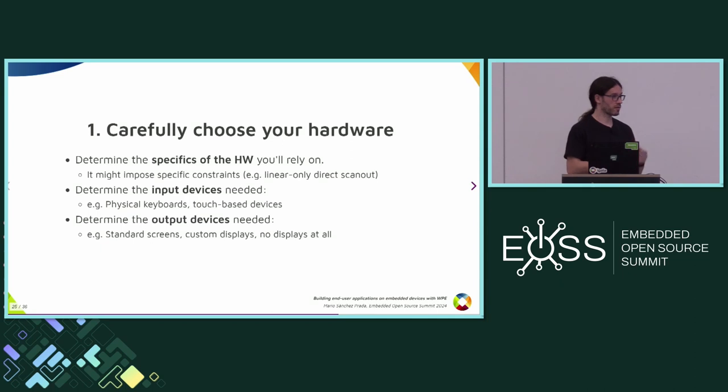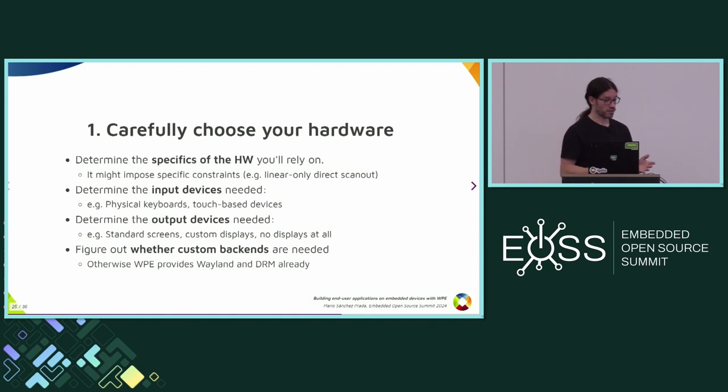Most of the time, people are always thinking of HD or full HD or 4K screens, with standard resolutions, but you can also be using LED displays with random aspect ratios, which is very common, for instance, for digital signage. And those things also impose certain restrictions. Or, like Adrian mentioned yesterday, specific rotations that you might need to run because the display is not arranged as you would expect. And once you have all that information, the other thing is to figure out whether you need custom backends or you can use the ones that are already available.